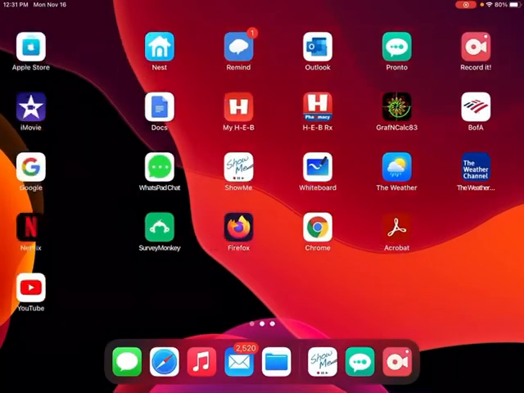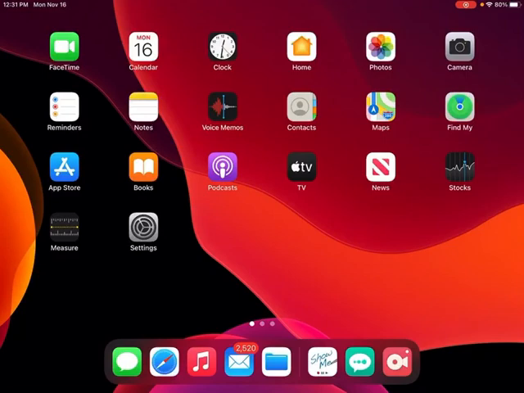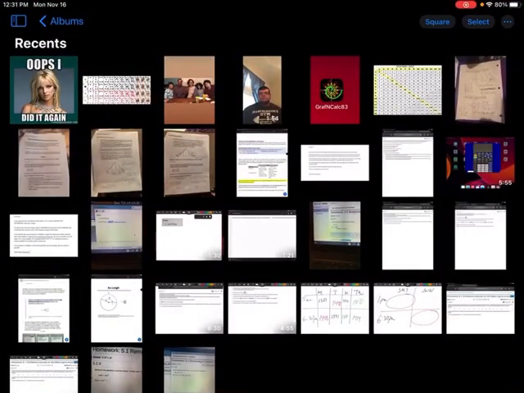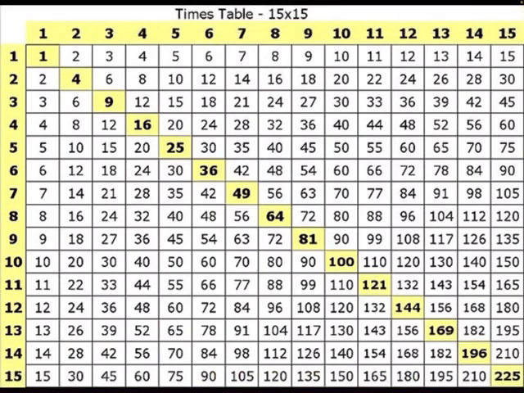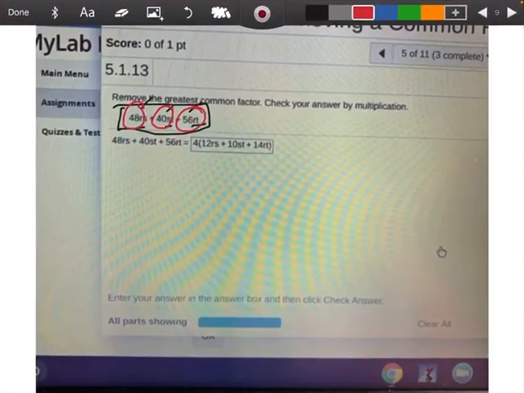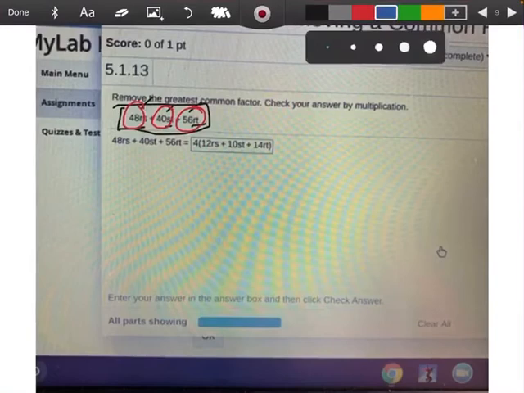So let me see, I should have a picture of it here. Here we go. So I'm looking at 40, 48, and 56. And if you look right here under my 8s, you can see here's 40, 48, 56 right in the middle of my screen. So the common factor is going to be 8. So 8 is going to be the biggest number that I can factor out of all of them.